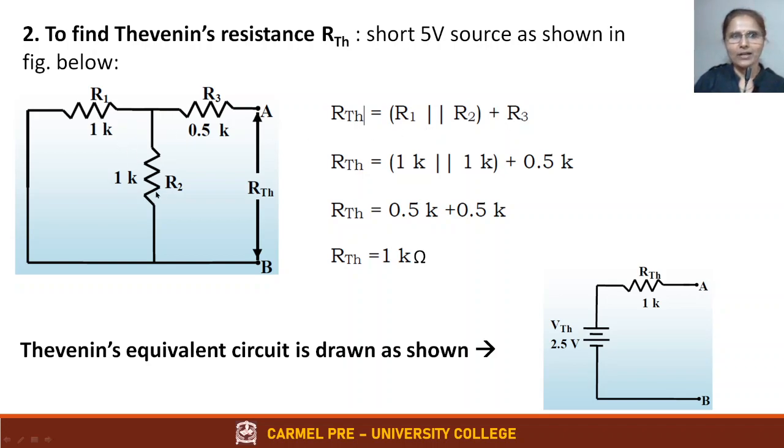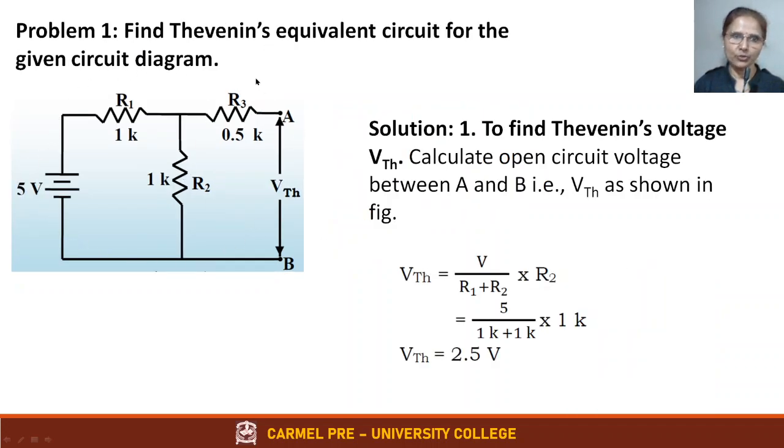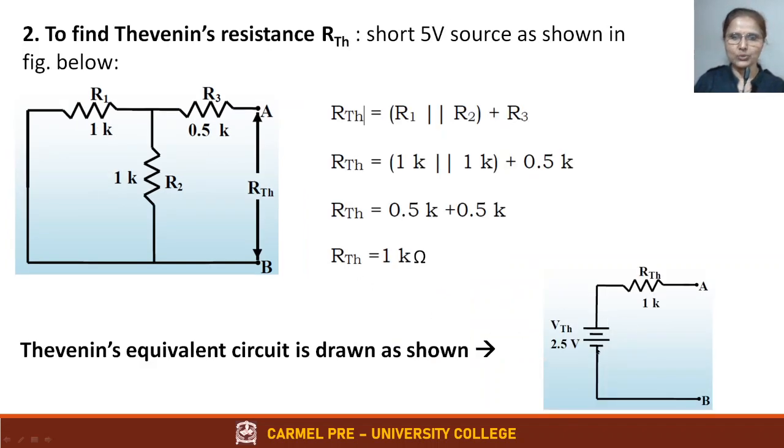When two same value resistors are in parallel, we have already discussed it's going to be R by 2. So 1 kilo ohm divided by 2 is going to be 0.5K, plus 0.5K equals 1 kilo ohm. So RThevenin is equal to 1 kilo ohm. We found VThevenin earlier as 2.5 volts. So you just have to draw the Thevenin equivalent circuit like this: VThevenin, RThevenin. So this complicated given circuit with 3 resistors and 1 voltage source can be replaced by 1 voltage source in series with 1 single resistance, keeping the output terminals as they are, AB. This is our Thevenin equivalent circuit.